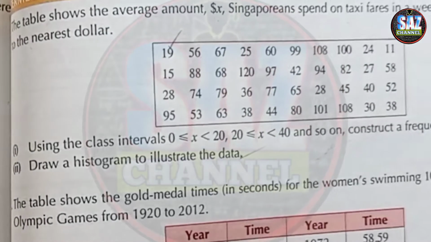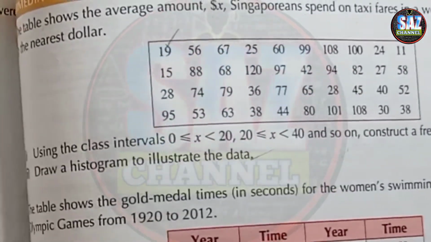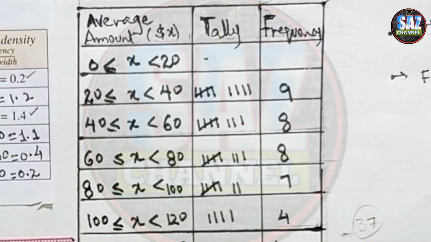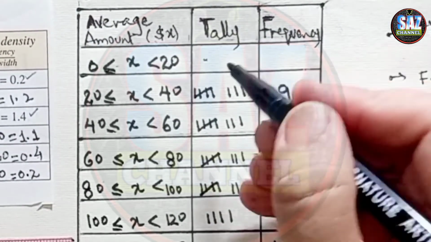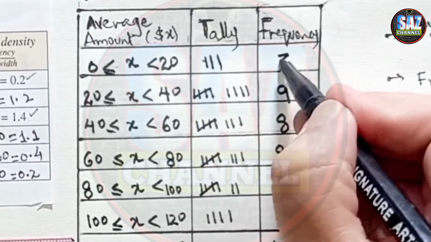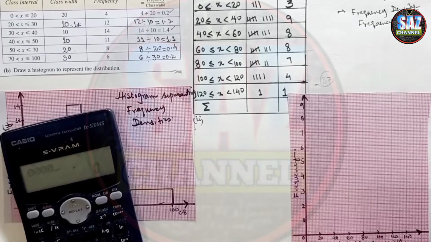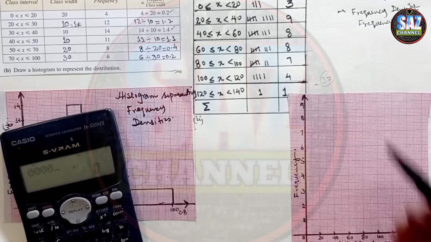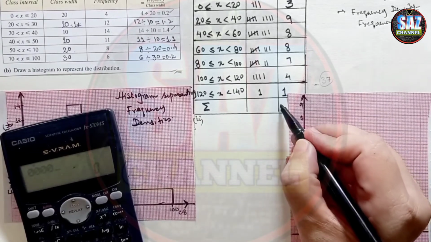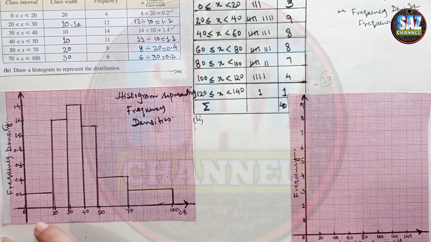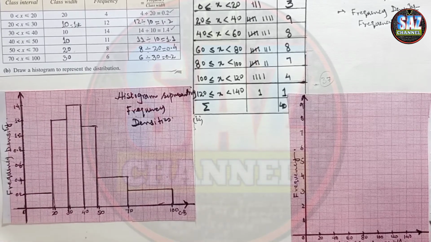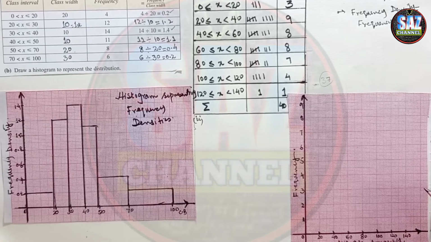Okay, these are the three numbers for the class 0 to 20. So the tally will be 3 here, and the frequency will be 3. We were already having the sum 37, and 37 added to 3 becomes 40. Now the frequency table is complete, and the second task is that we have to construct or draw the histogram.